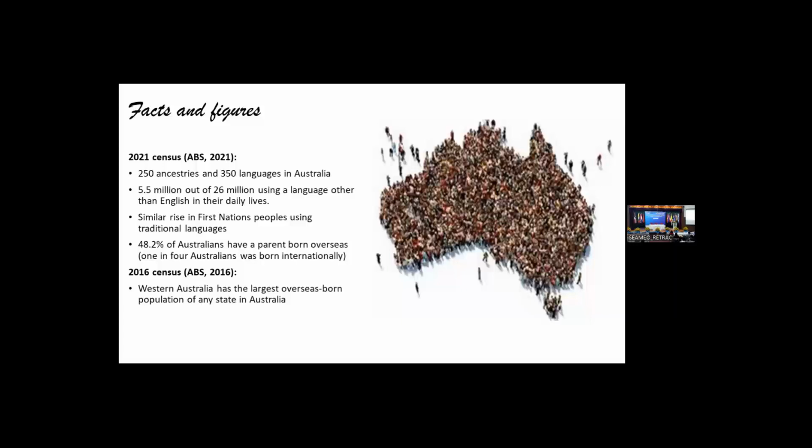So although you have an image of Australia as probably very white, very English speaking, in fact, we have 250 ancestries and 350 languages in our country, which is truly amazing. And almost a fifth of the population out of 26 million use a language other than English every single day, daily. So you can see it's a very multilingual country.